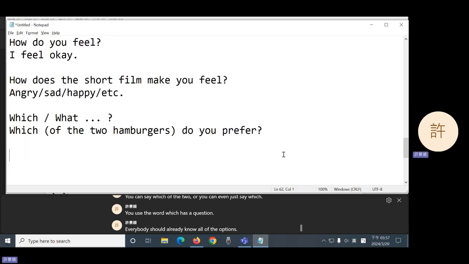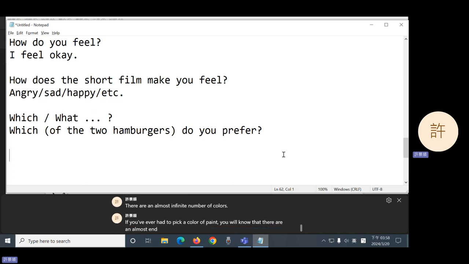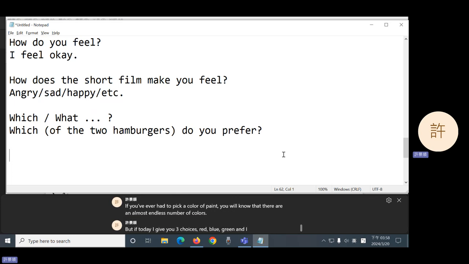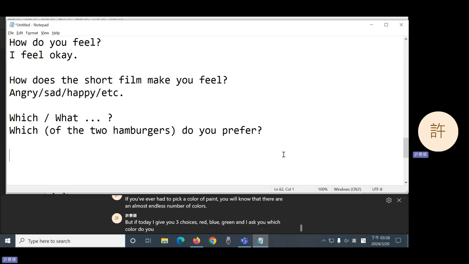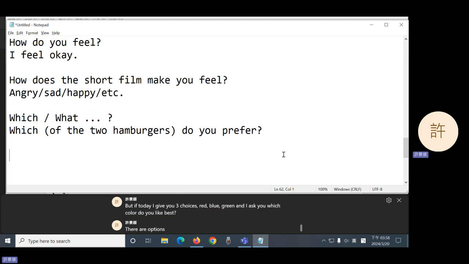I guess a menu isn't a good example of what, like, what is your favorite color? There are an almost infinite number of colors. If you've ever had to pick a color of paint, you will know that there are an almost endless number of colors. But if today I give you three choices, red, blue, green, and I ask you, which color do you like best? There are options, so you should use which.